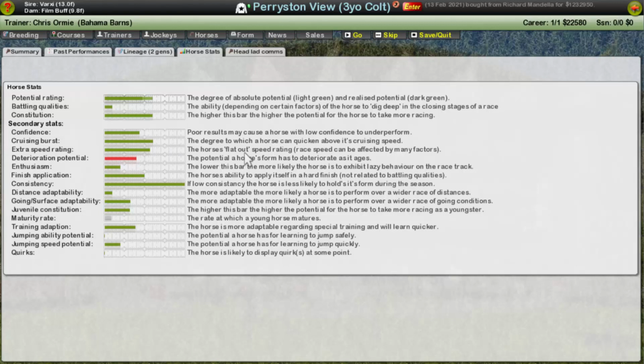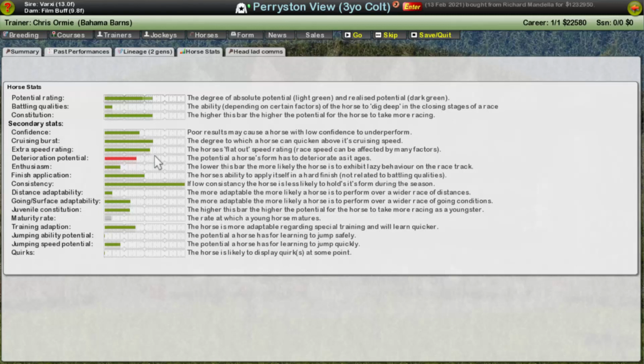The extra speed is when it's actually straining and where it can go. They combine in a weird way. If you have both of them quite high, you know you've got a really quick horse. And even though this colt isn't that great, we've got 60% cruising burst and 55 extra speed.